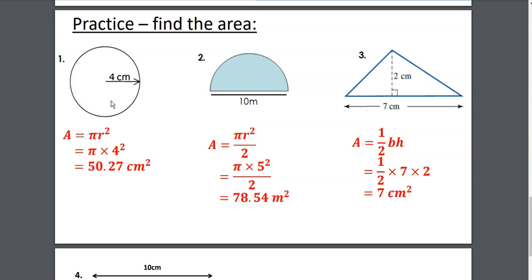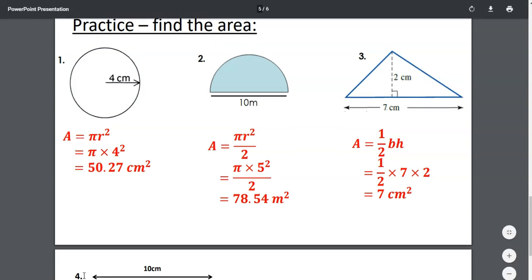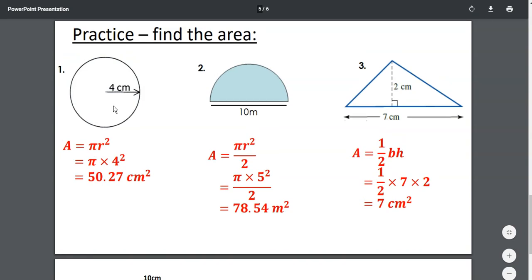All right, find the area of the following shapes. So let's take a look at question number 1. We have a circle with a radius of 4 centimeters. The area is pi times the radius squared, which is pi times 4 squared.